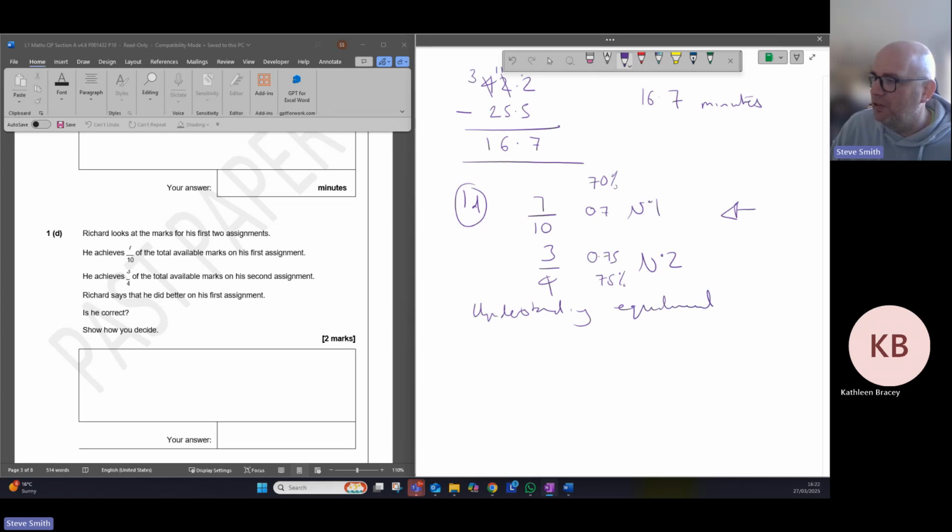And the reason I write fast is because I can't spell. Understanding equivalent fractions. I'll try and write this better. Fractions, decimals, and then percentages.